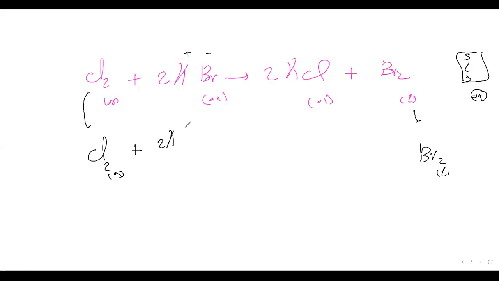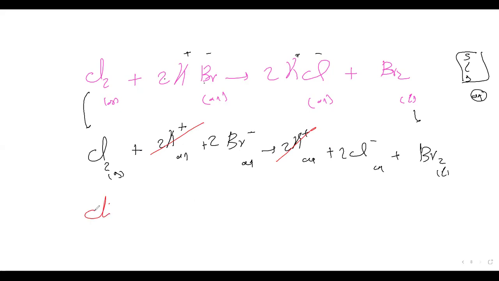It will be 2K plus aqueous plus 2Br minus aqueous gives 2K plus plus 2Cl minus plus Br2. The repeated ions: 2K plus and 2K plus are cancelled. So Cl2 as a gas plus 2Br minus aqueous gives 2Cl minus aqueous plus Br2 liquid. Okay, excellent.